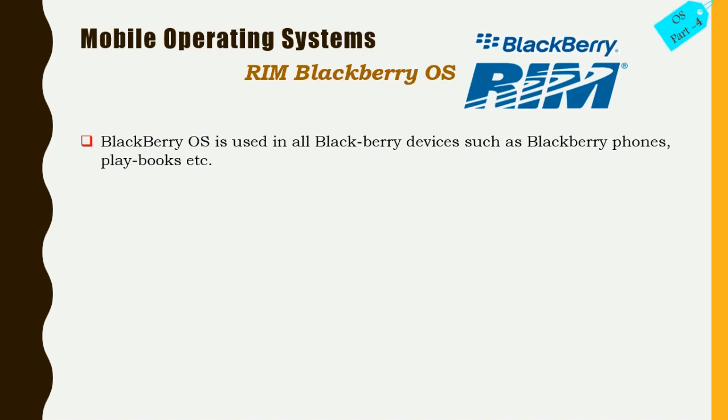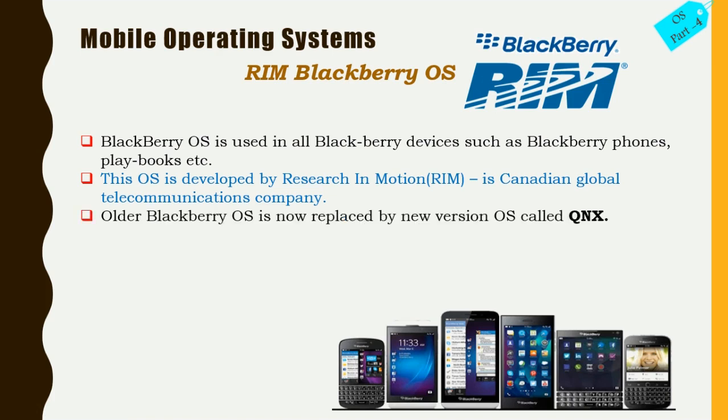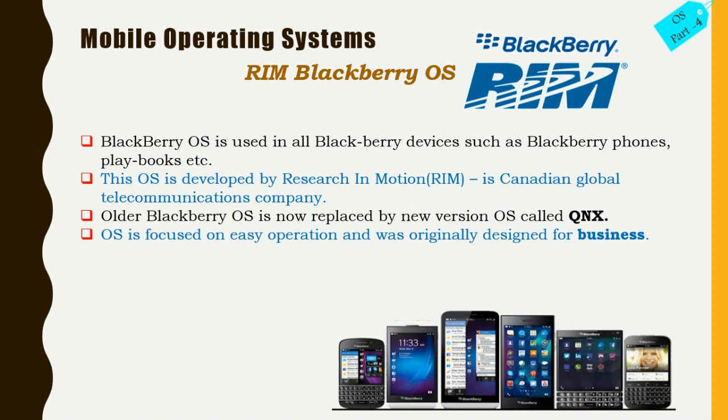A Blackberry operating system is used in all the Blackberry devices such as Blackberry phones, playbooks, etc. This operating system is developed by Research in Motion, that is called RIM. That is why it is called RIM Blackberry. RIM is a Canadian global telecommunication company. The older BlackBerry operating system is now replaced by the new version operating system called QNX. This operating system is focused on easy operation and was originally designed for business.